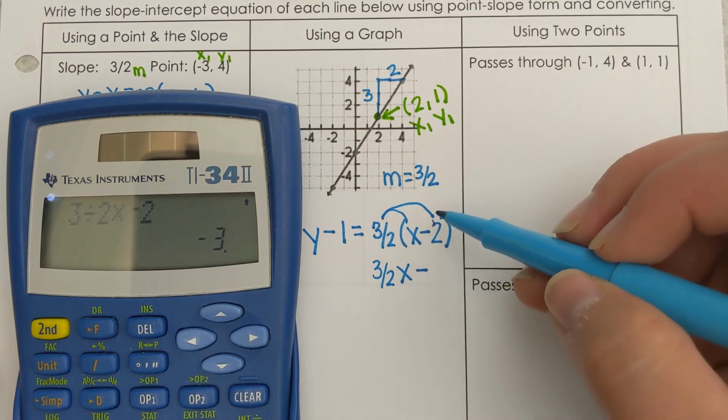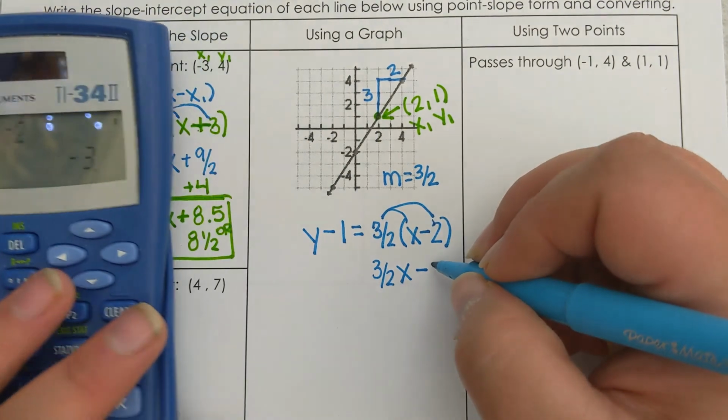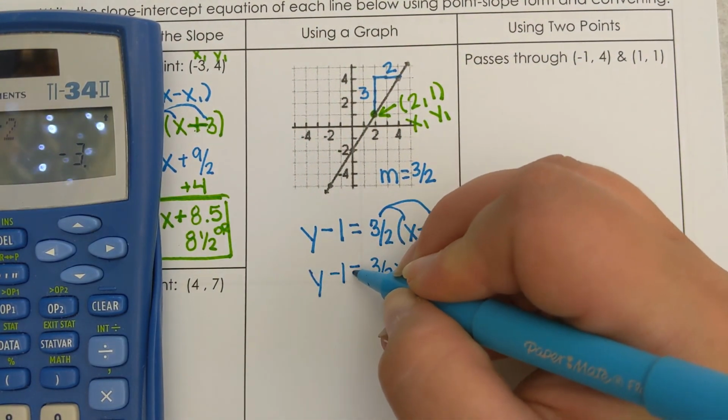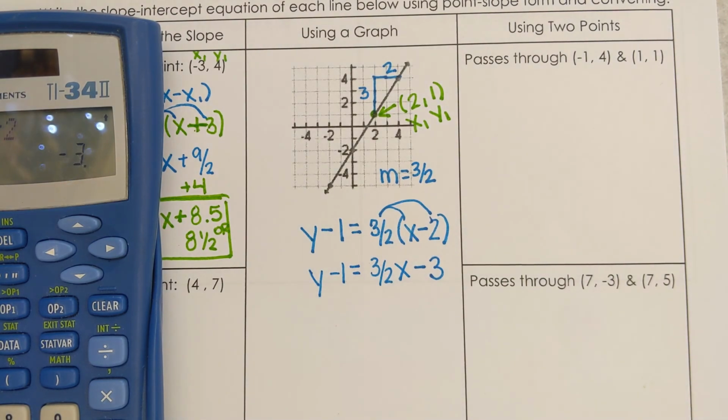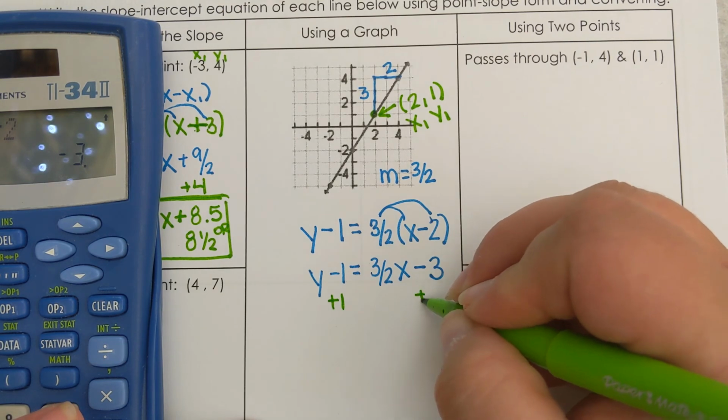By the 3 halves, by the -2. 3 halves times -2 is -3. Okay, the y minus 1 just was kind of chilling out over there. Now, we need to add that 1 to the other side so that we just have y by itself.